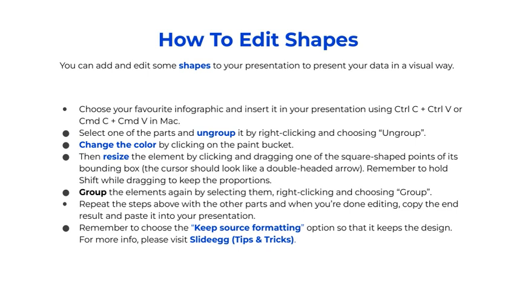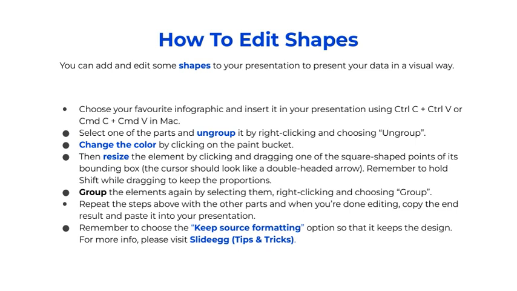or CMD-V. Once you've inserted the infographic, select one of its parts. Click on that part and choose Ungroup. This allows you to manipulate each element individually. Next, change the color by clicking on the paint bucket icon. This helps you match your presentation's color scheme or highlight specific data points.